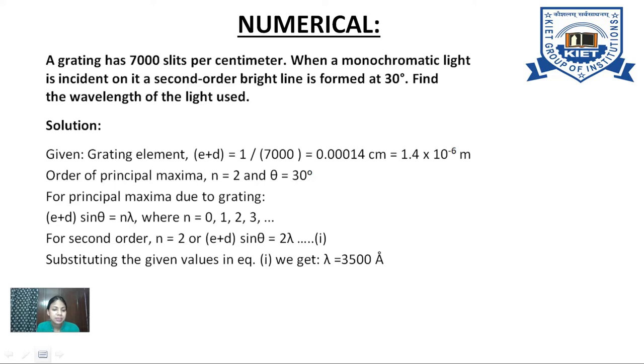The principal maxima due to a grating is given by (e plus d) sin theta equals n lambda. Here n can take values 0, 1, 2, 3, and so on. But in the given question, it is given that n equals 2. So we substitute n equals 2 and we get (e plus d) sin theta equals 2 lambda. Substituting all the given values, we get lambda equals 3,500 angstrom.